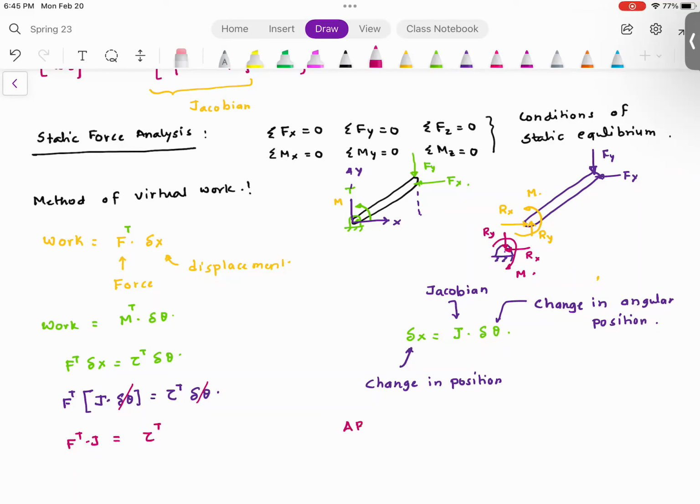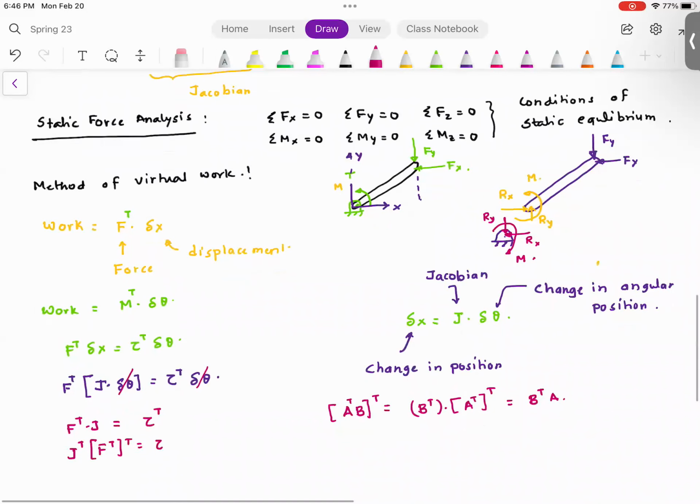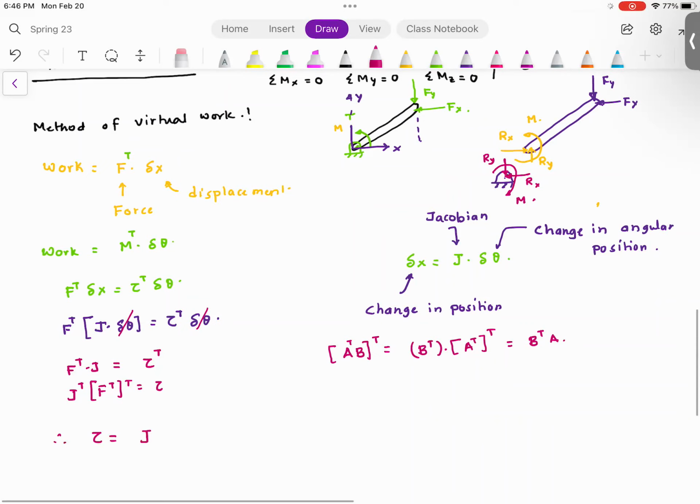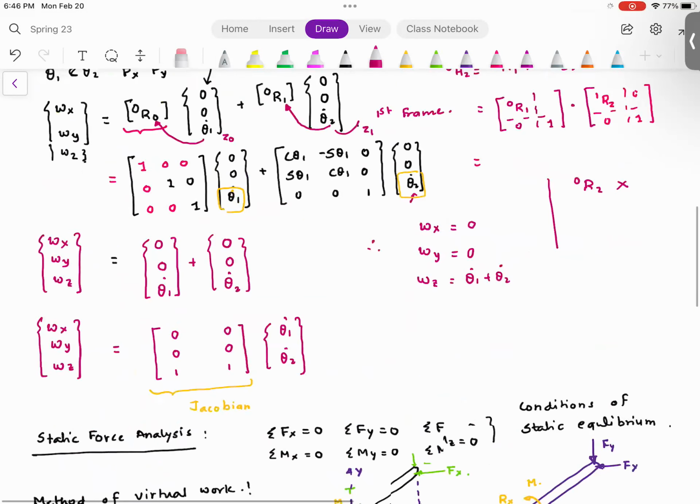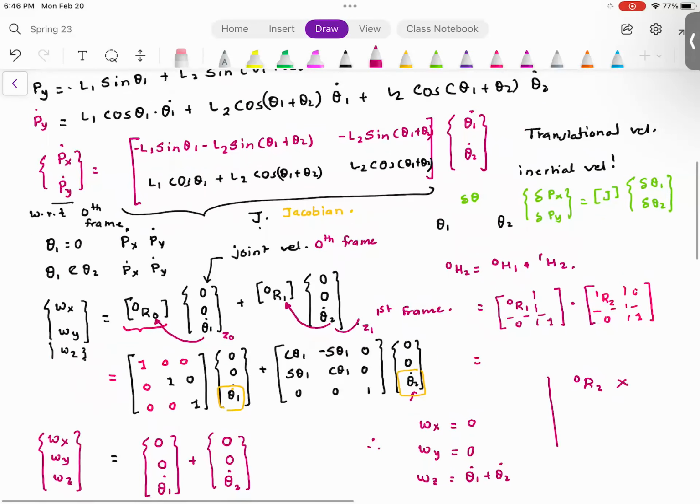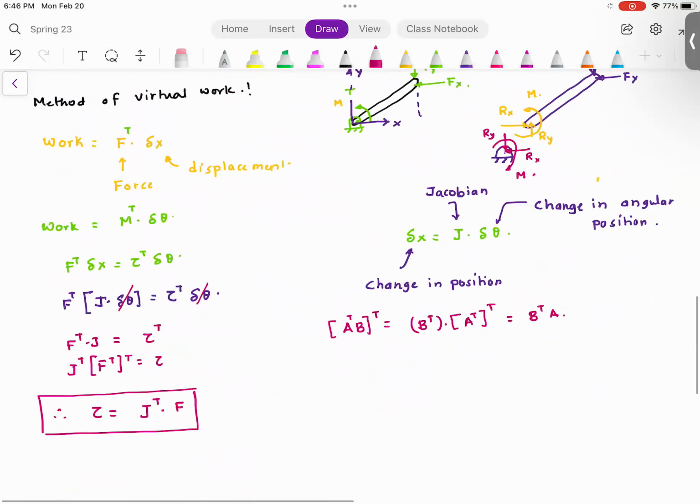And remember, if we have A B, and I want to take the transpose of it, this is going to be B transpose multiplied by A transpose. So this is nothing but B transpose A. So this equation is going to be J transpose F transpose transpose is equal to tau. In other words, tau is equal to J transpose F. This is a very, very important equation. Are you with me so far?